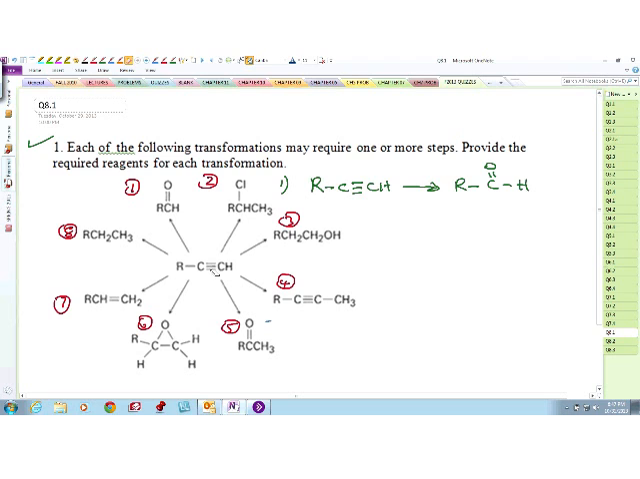Do you know of any reagent that will take an alkyne directly to an aldehyde and at the same time lose this terminal carbon? I don't think you do. At least I have not given you any reagent that will do that. So that means this must be a multiple-step reaction. Now if that is the case, do you know of any reagent that will make an aldehyde, and from what class of compound?